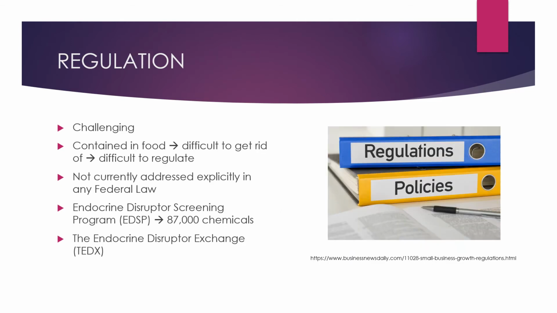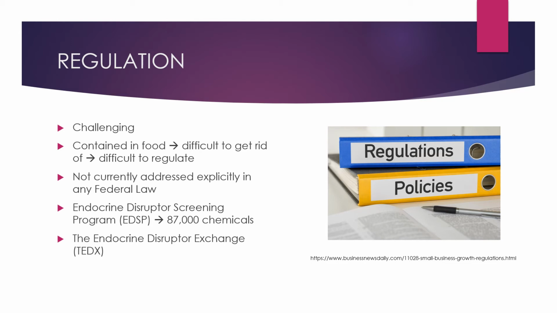So now moving on, we'll talk a little bit about regulation. And regulation of endocrine disruptors is very challenging, mainly because they're so ubiquitous, they're such a wide variety of chemicals. They're toxic at such low dosages, like we talked about earlier. These all make it hard. They're contained in food, which makes them difficult to get rid of. They're also contained in different household objects, like we talked about earlier, such as plastics and common items that you would buy at a grocery store. And for these reasons, they're difficult to regulate.